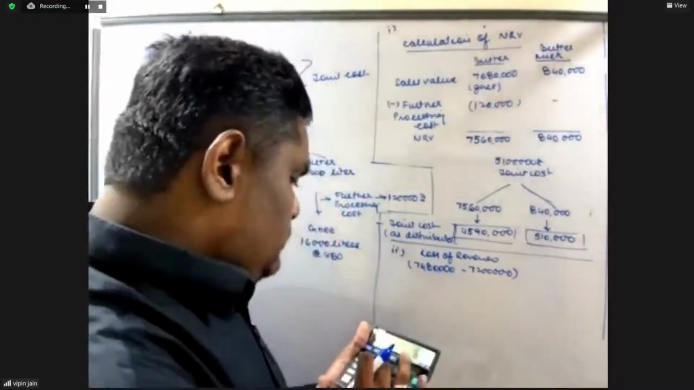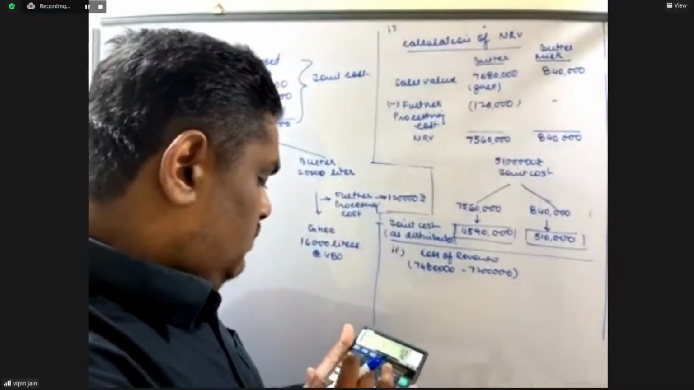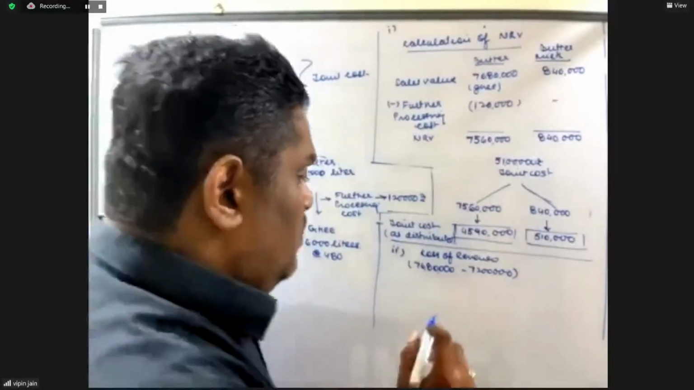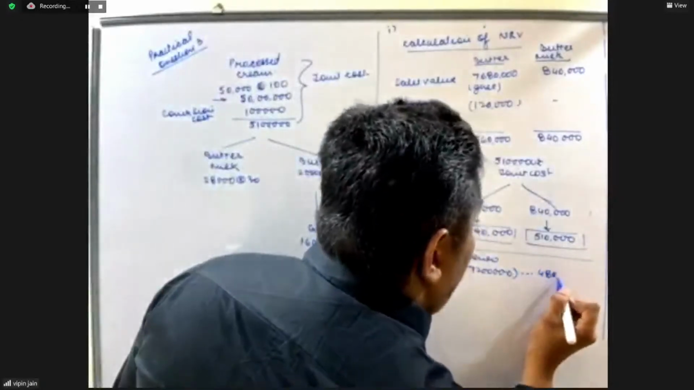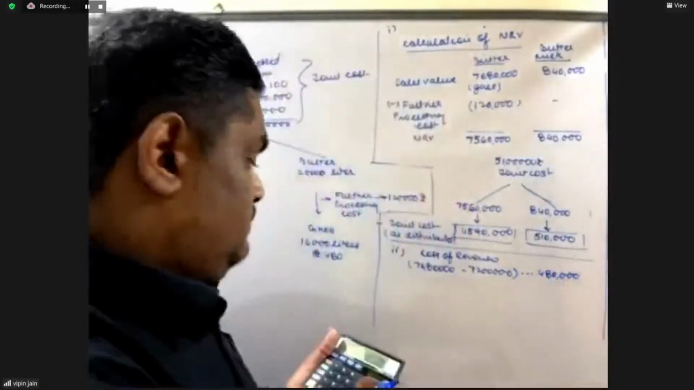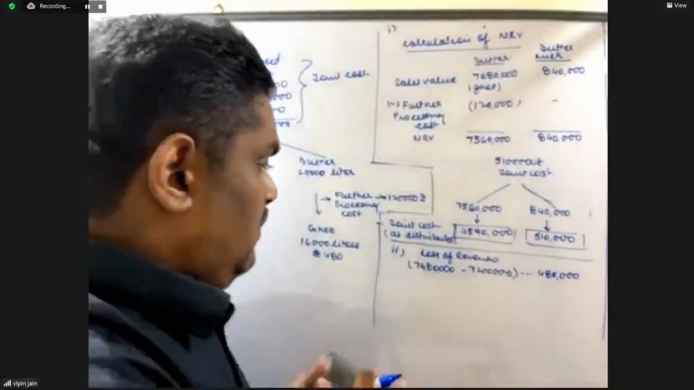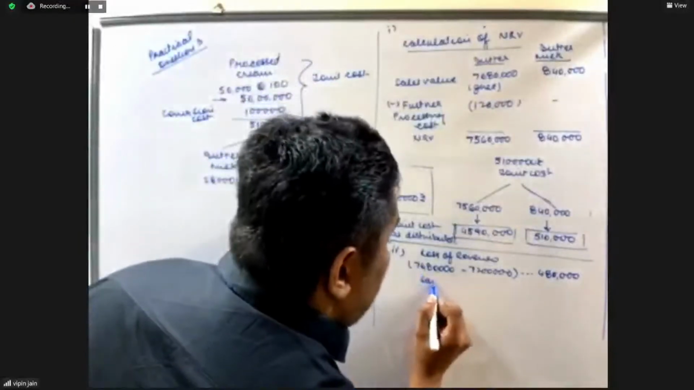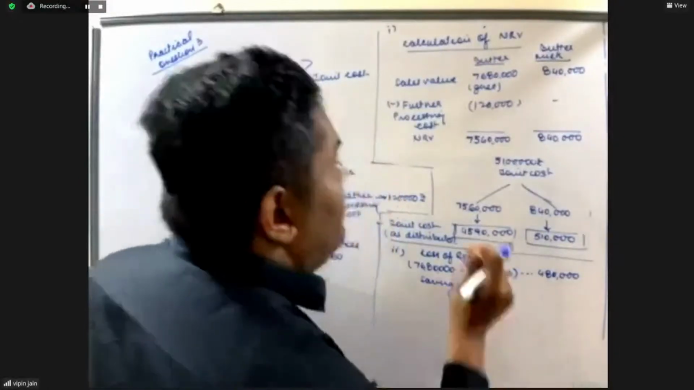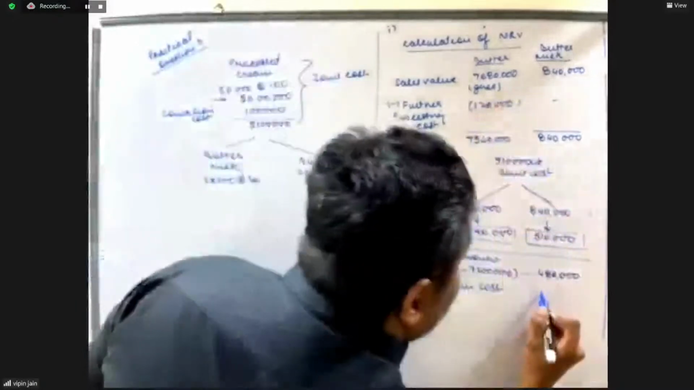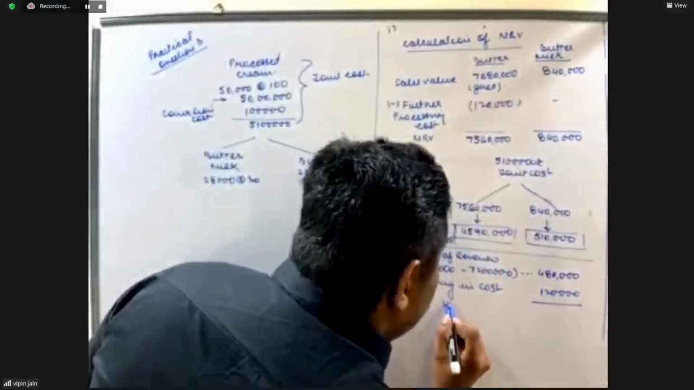So how much is the loss of revenue? 76 lakh 80 minus 72 lakh. So there is a loss of revenue of 4 lakh 80,000. However, there is a saving in cost also, wherein this further processing cost will not be incurred. So net loss of revenue is how much?